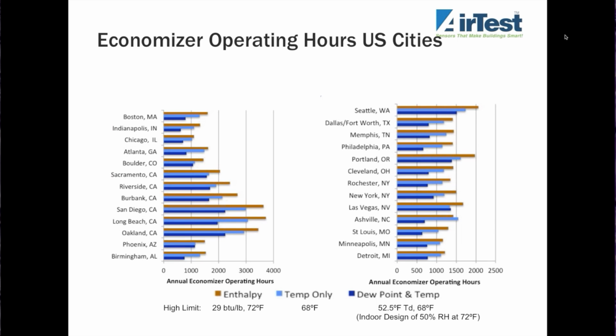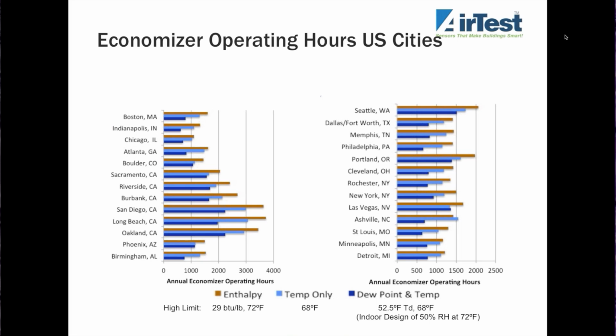So what's the implication of actually using these three different strategies? This shows a number of cities in the United States and the number of hours that the economizer operates when it's using enthalpy. And in this case, we're assuming an accurate enthalpy sensor, and then control by temperature, and by dew point and temperature. And you can see the conditions for enthalpy. We're calculating at 29 BTU per pound. For temperature, we're looking at 68 degrees. And for dew point and temperature, we're looking at that 52.5 degree F dew point and 68 degrees, which is equal to 50% RH at 72 degrees.